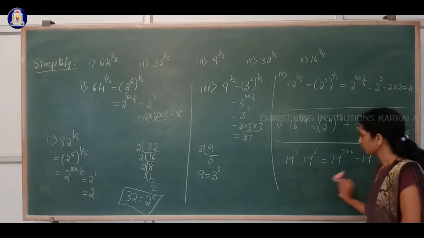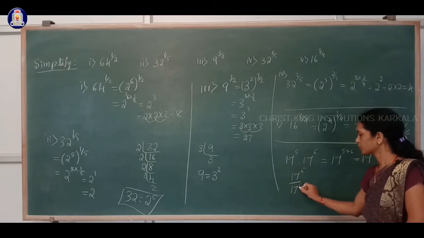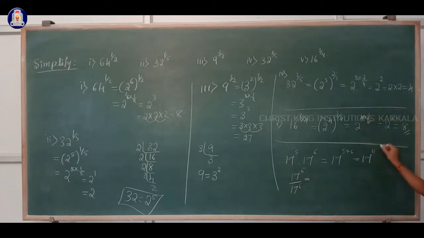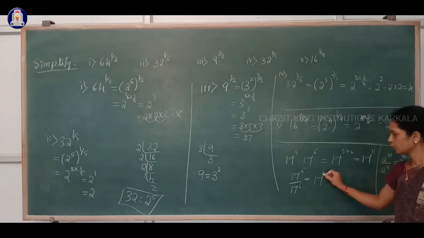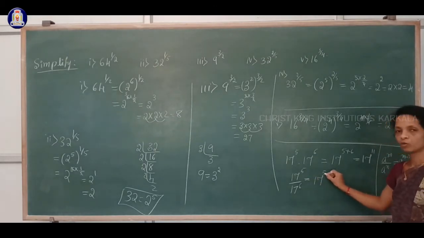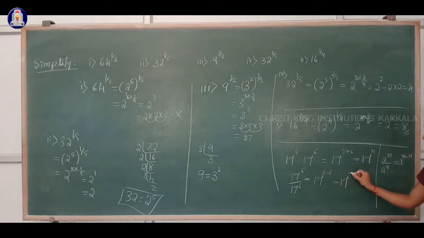And suppose you have a problem like this: 17 to the power 5 divided by 17 to the power 6. Which law can you use here? You have the law a to the power m divided by a to the power n is equal to a to the power numerator power minus denominator power. Use that rule here, because you have the same base and division. So what do you have to do? 17 to the power numerator power minus denominator power, 5 minus 6. So what do we get? 17 to the power 5 minus 6 is what? That is minus 1. And if the power is negative in the numerator, you can take that to the denominator.